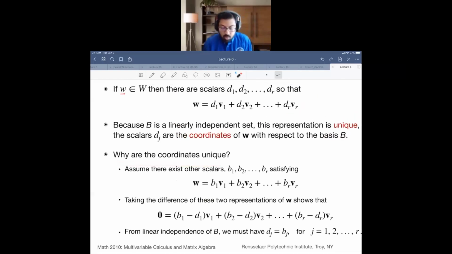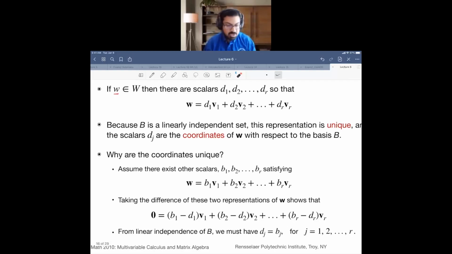So next question: why are coordinates unique? Why can you only take that specific d1, that specific d2 to reach that w? Why are there not other ways of reaching the same w? So what we can do is try to do this by contradiction. Let's assume that there are other scalars, not d1, d2, dr, that satisfy this. So w can be expressed as new b1 v1, new b2 v2, and so on up to new br vr. Let's just assume that is true.